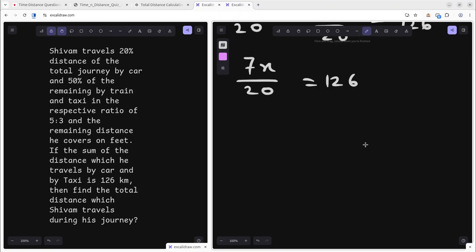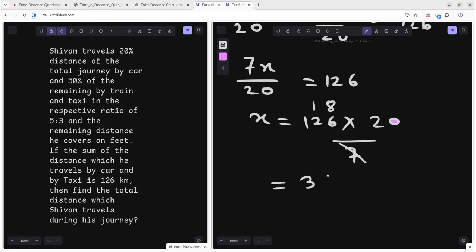x equal to 126 into 20 by 7. Cutting with the 7, 18, right, equal to 360. 360 kilometer equal to x.